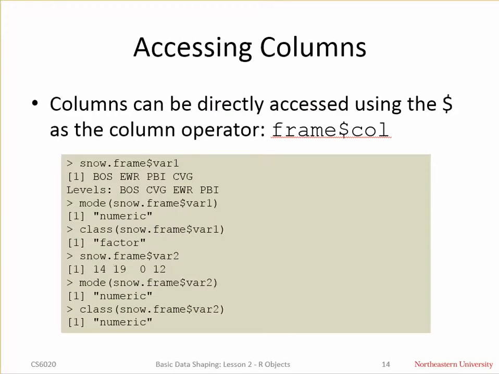To access the columns in a data frame, you can do that using the dollar operator. So for example, you can use the frame, dollar, and then the column name. In this case, snow.frame dollar var1 lists you column var1. By the way, if you do a mode on that, it's a numeric mode because it actually converts them to different values. If you look at, for example, snow.frame column 2, again, it's numeric.